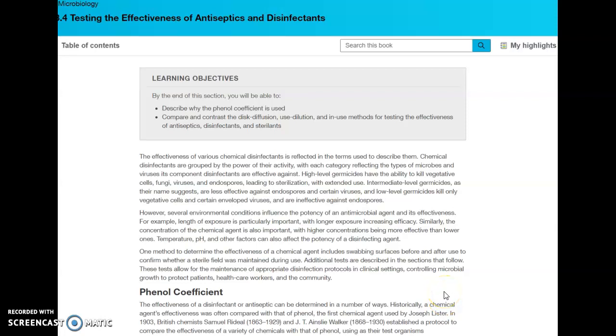In this last section of Chapter 13, we look at how we can test the effectiveness of antiseptics and disinfectants. So we've gone through and looked at the different types of chemicals that we can use to control microbes. But we need to have a standard of how effective they are. Remember that we want something that's selectively toxic, that is going to harm the microbes and not harm us.